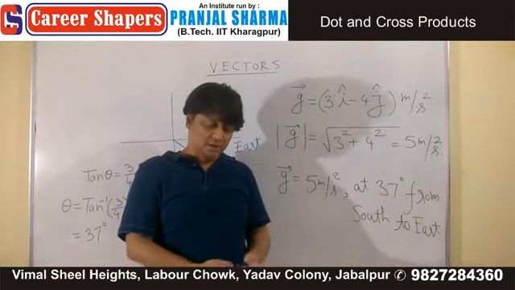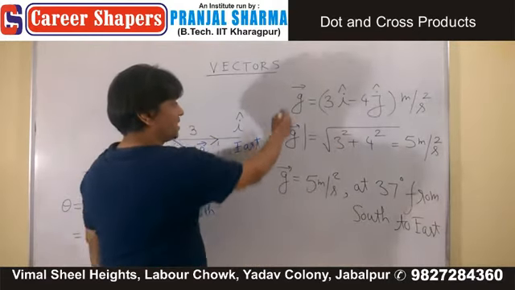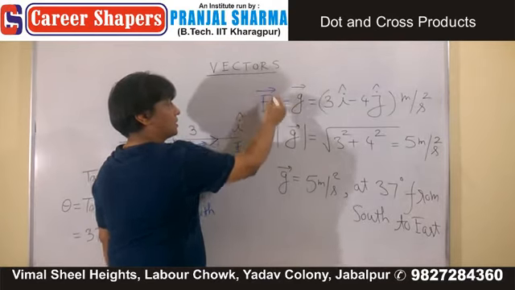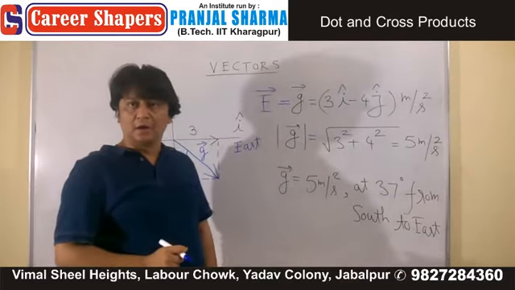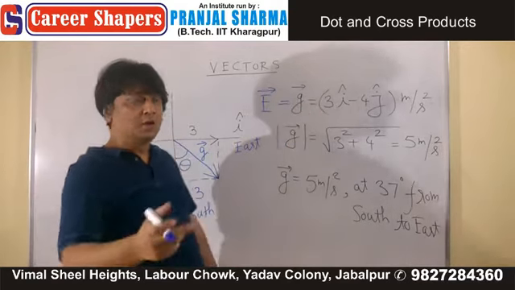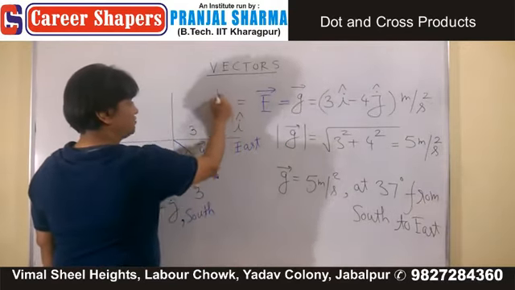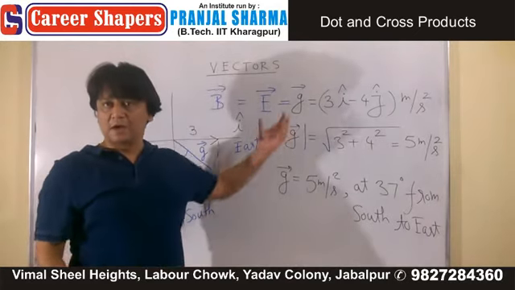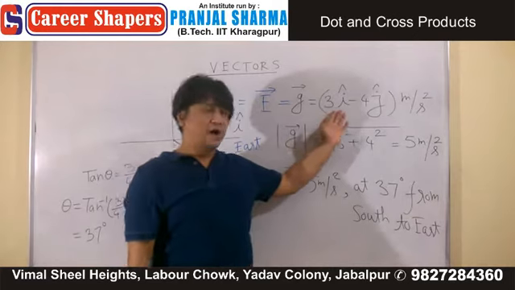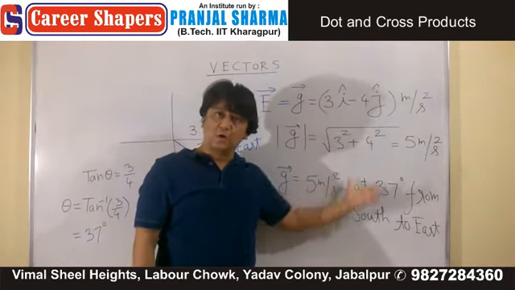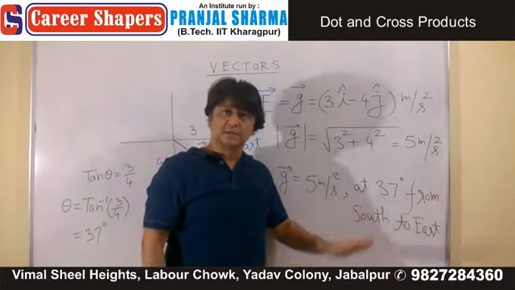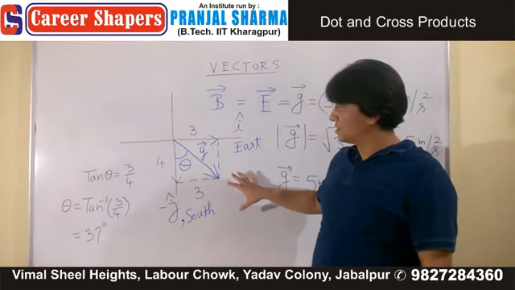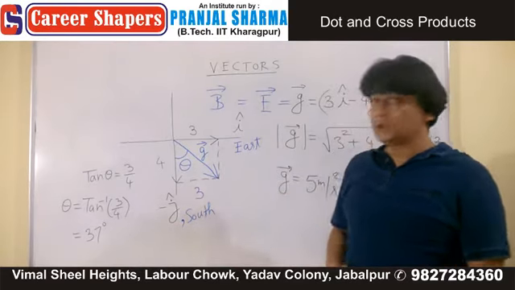In 12th, they will simply replace gravitational field with electric field, and you get a similar question. We can replace electric field with magnetic field. Doesn't matter. Any vector, if it is in terms of i and j, then how to decode it is this process. Remember it. Note down everything.